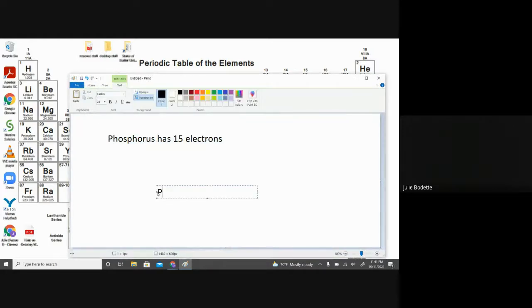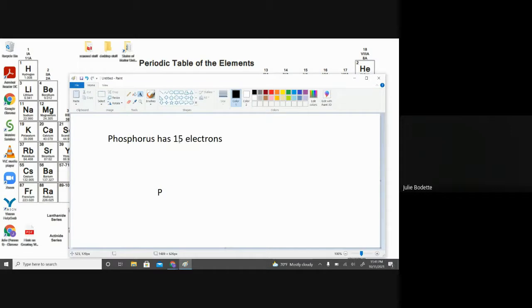So the symbol is a P. It's got 15 electrons, so there should be 15 dots. I'll start out with this first shell here. We know the first shell holds 2 electrons, so there's my 2 electrons in the first shell. The second shell holds 8, and remember they go alone and then they start pairing up. So they should look like this.